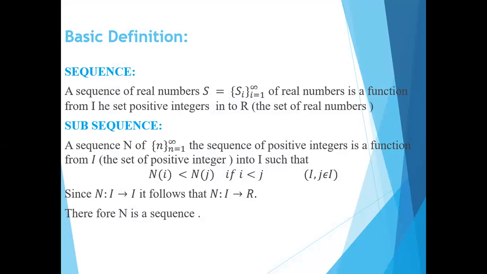Next, the definition for subsequence. A subsequence is denoted by capital N, the set {n_i}, i equal to 1 to infinity. The sequence of positive integers is a function from I into I such that the condition n_i less than n_j holds, where i, j belong to I, the integers. Since the condition n_i tends to I follows, n_i tends to R. The n_i is a sequence.